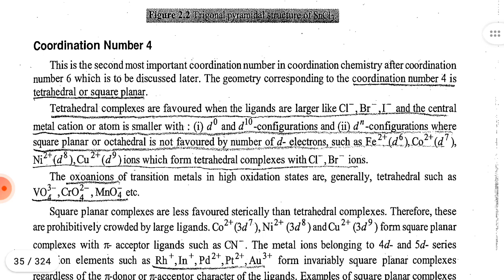Coordination number 4. This is the second most important coordination number in coordination chemistry after coordination number 6, which is to be discussed later. The geometry corresponding to coordination number 4 is tetrahedral or square planar. What is the geometry of coordination number 4? It's tetrahedral or square planar.